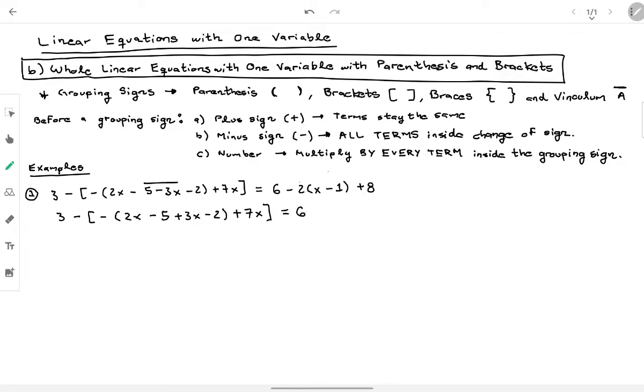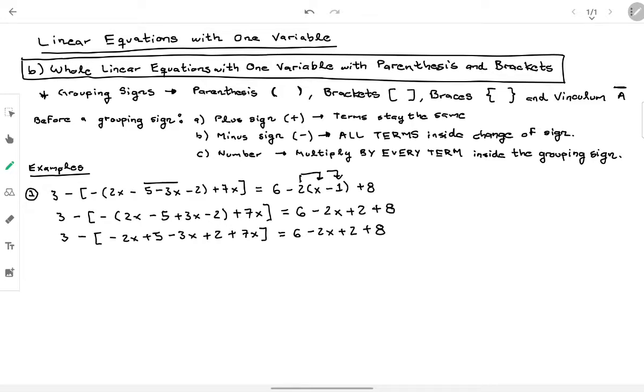Then we will have 6. This minus 2 is multiplying this one and this one. So we will get minus 2x plus 2 plus 8. Then we need to take out this parenthesis. We have a minus sign before the parenthesis, so we need to change the signs inside. So it's going to be minus 2x plus 5 minus 3x plus 2. Then plus 7x equals 6 minus 2x plus 2 plus 8.